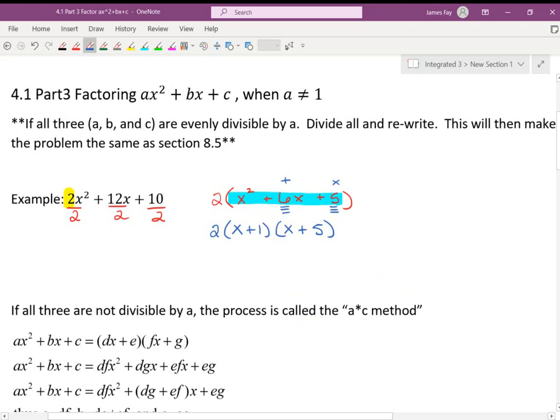And now that's the fully factored version of that quadratic. Yes? Probably around 8 to 10.